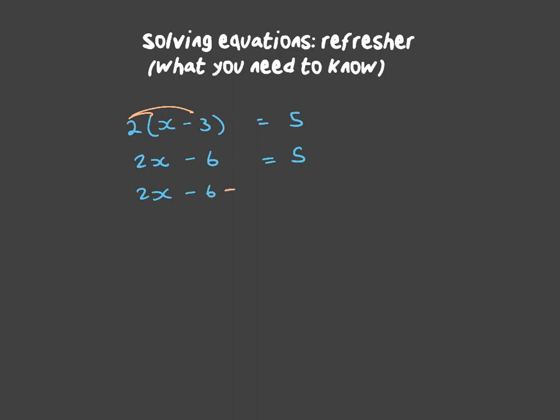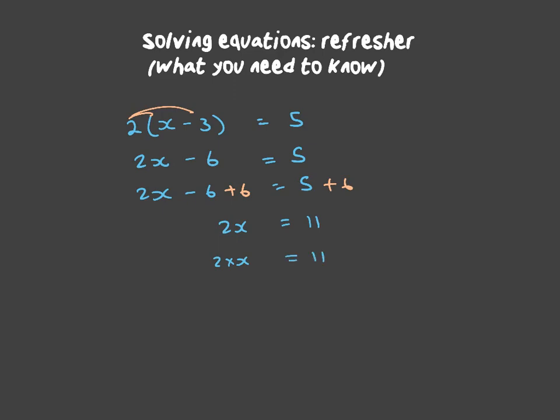So how do I get rid of the minus 6? You would add 6 on the left-hand side, but I can't just add it on the left-hand side. I also then need to add it on the right-hand side. So that means that 2x is minus 6 plus 6, of course, is 0. And 5 plus 6 on the right-hand side is 11. That means 2 times x is equal to 11.